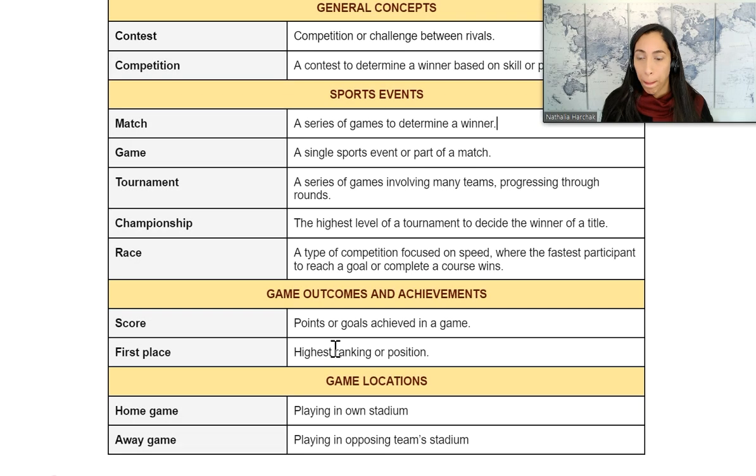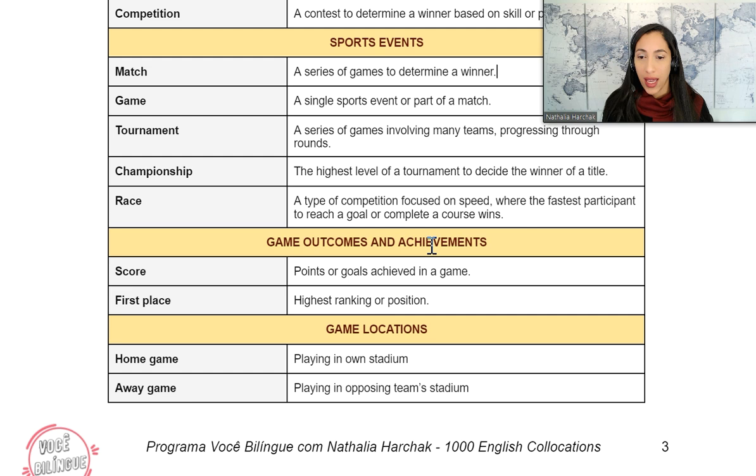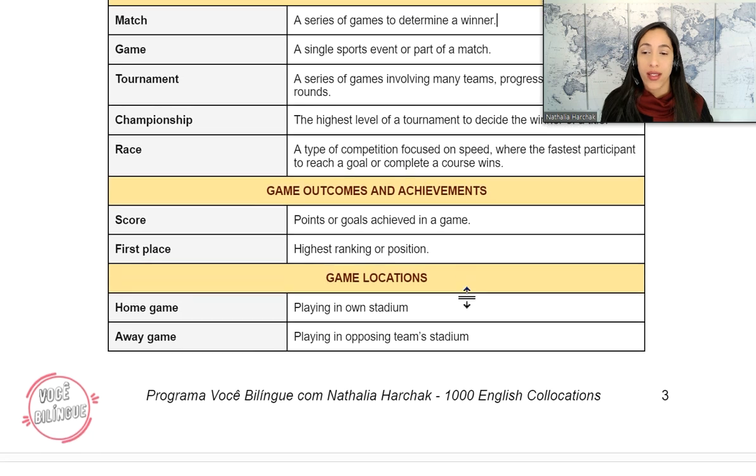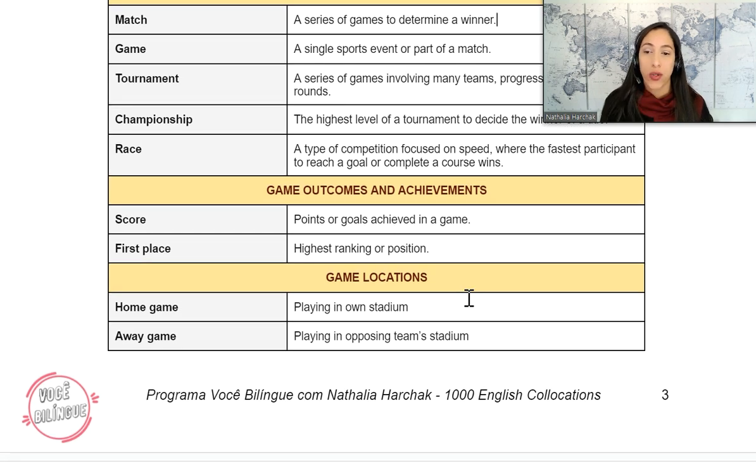Okay, so game outcomes and achievements. So the word outcome means result. Okay, score is the same as points. So points or goals achieved in a game. First place, highest ranking or position, and of course we have second place, third place.